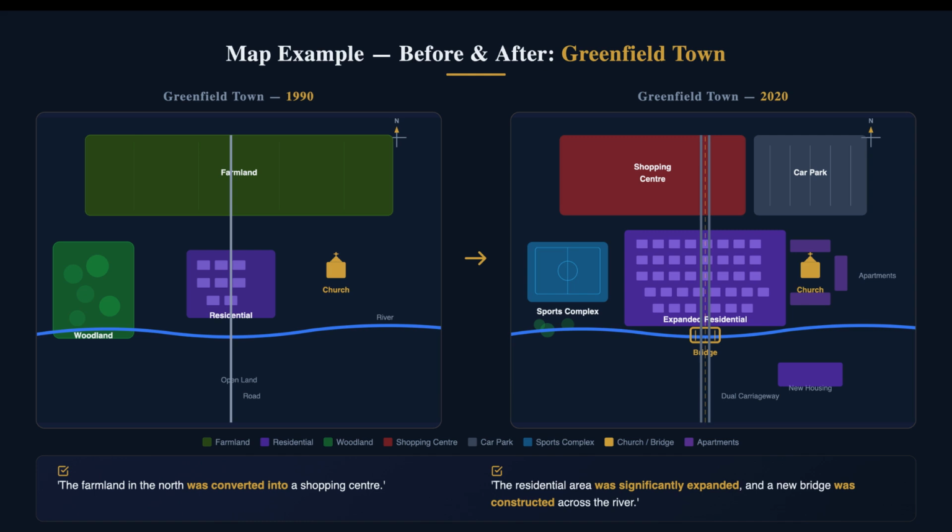Okay, then we have the second example. The residential area was significantly expanded and a new bridge was constructed across the river. So again, we try to use those two groups of vocabulary we talked about earlier. The lexical resource is the vocabulary group used to describe transformation, and the second group of vocabulary is used to describe spatial.